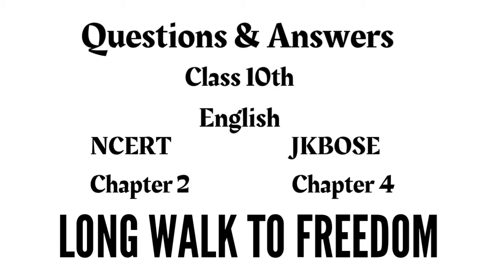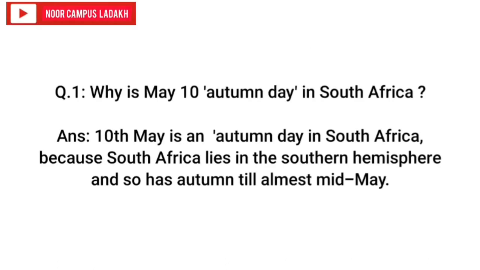Let's move to the question answers. So the very first question: Why is 10th May an autumn day in South Africa? Answer: 10th May is an autumn day in South Africa because South Africa lies in the southern hemisphere and so has autumn till almost mid-May.